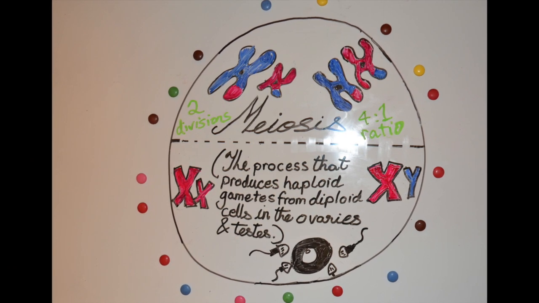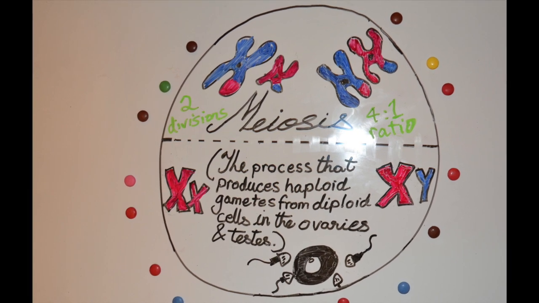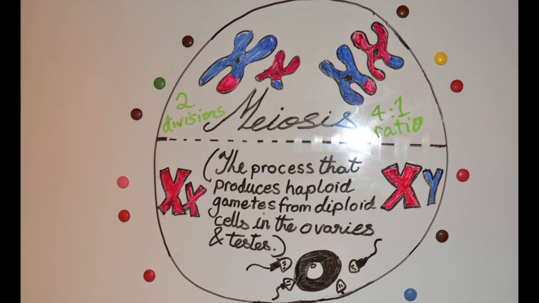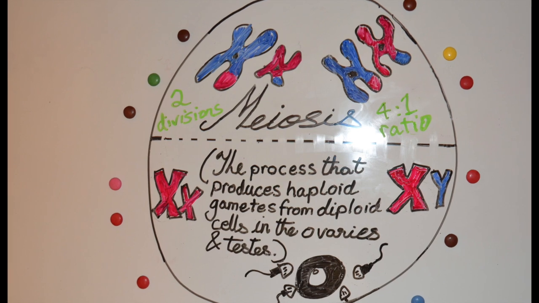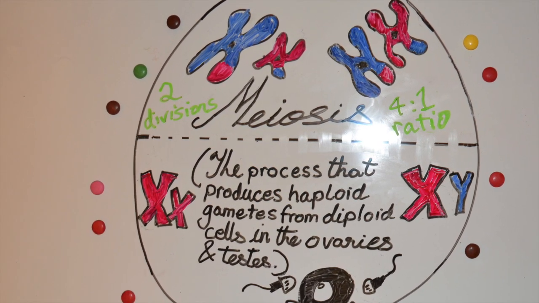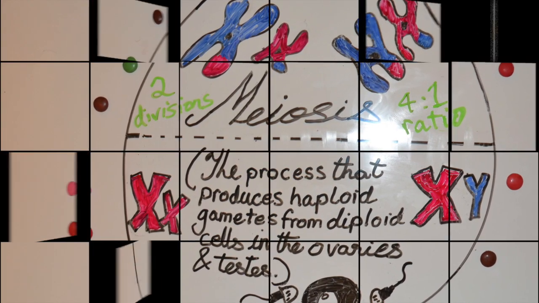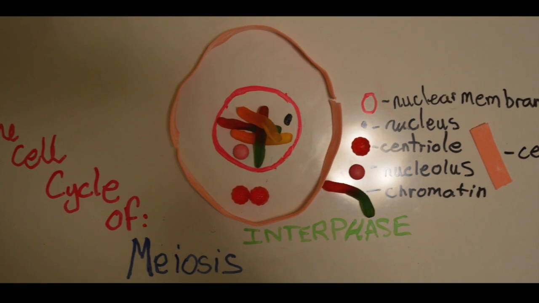Thanks, Dylan. Meiosis is the process that produces haploid gametes from diploid cells in the ovaries and testes. What makes meiosis different from mitosis is that it goes through two nuclear divisions, meiosis I and meiosis II. But before it goes through a nuclear division, it goes through interphase.